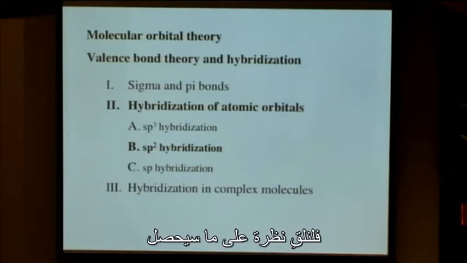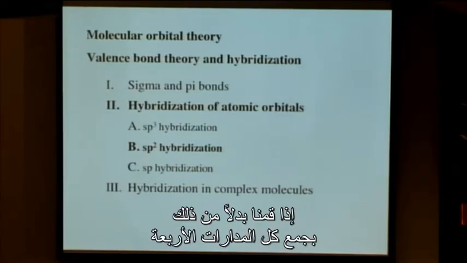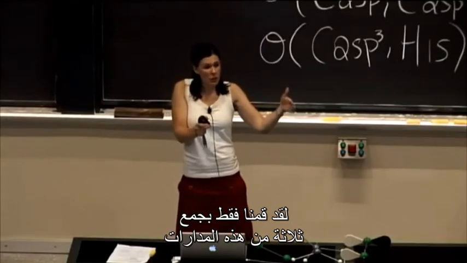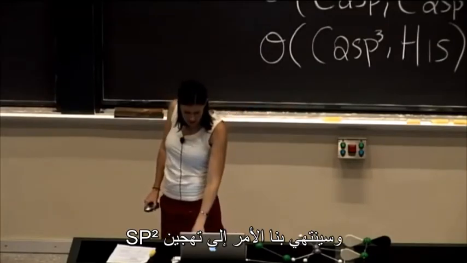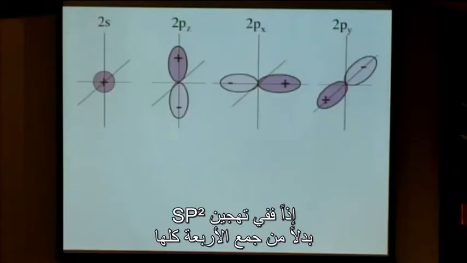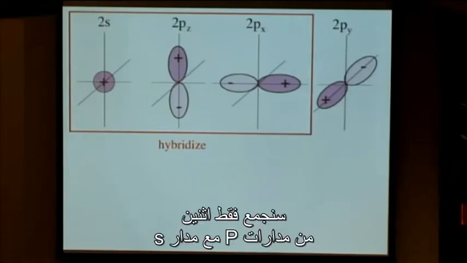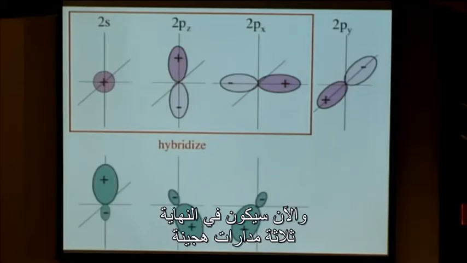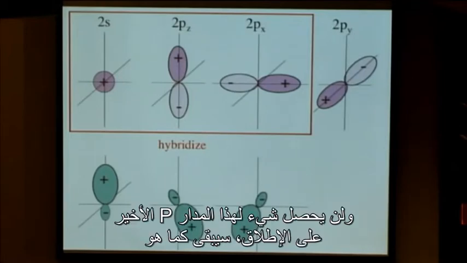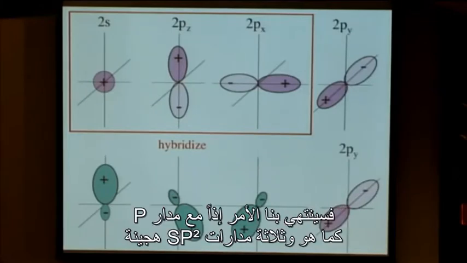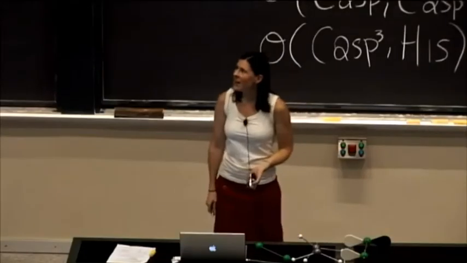Let's take a look at what happens if instead of combining all 4 orbitals, we just combine 3 of those orbitals, and what we'll end up with is sp2 hybridization. So in sp2 hybridization, instead of combining all 4, we're just combining 2 of the p orbitals with the s orbital. So what we're going to end up with now is 3 hybrid orbitals. And what happens to this last p orbital is nothing at all. We just get it back. So we end up with 1 p orbital completely untouched and 3 hybrid sp2 orbitals.